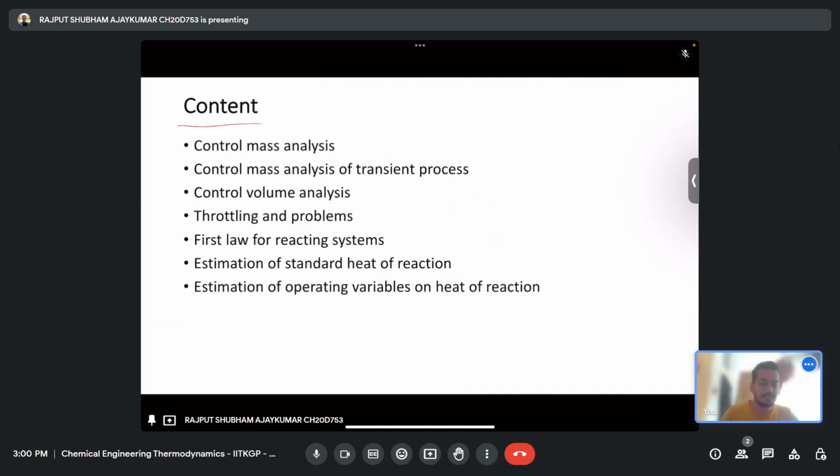So this week's contents are somewhat like this, based on the NPTEL portal. The first topic discussed is control mass analysis for transient processes, and how mass analysis can be done in transient processes. Similarly, control volume analysis has also been discussed in the week content, along with throttling and its problems.